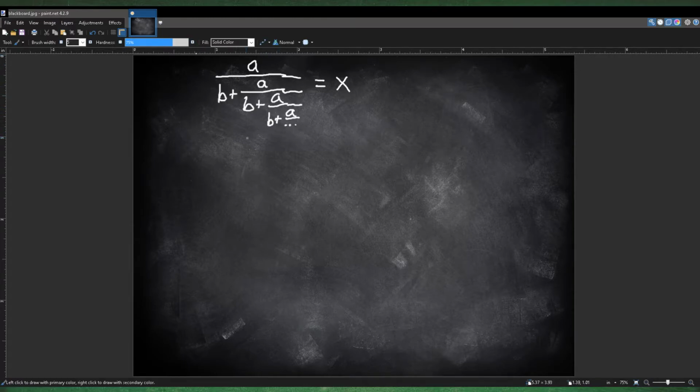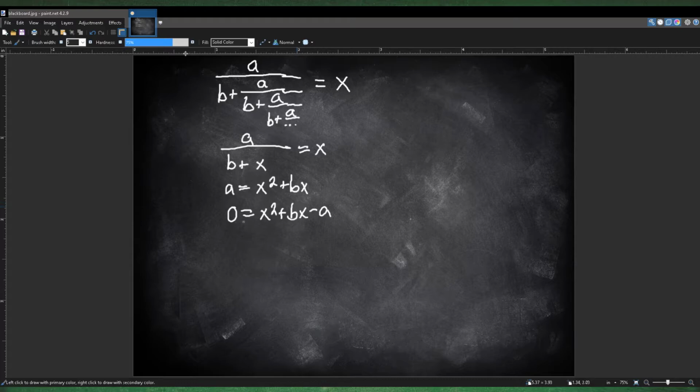So where do we repeat it again? Well, we repeat it right here. So we're going to substitute our x in there. So b plus x is equal to x. And now we multiply both sides by x plus b, so it'd be x squared plus bx. So 0, and then minus a, so x squared plus bx minus a.